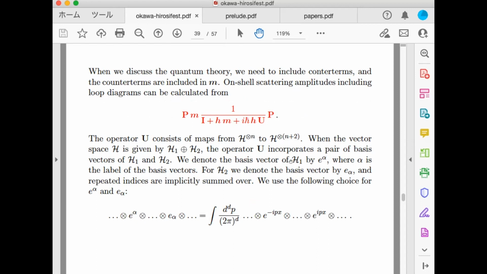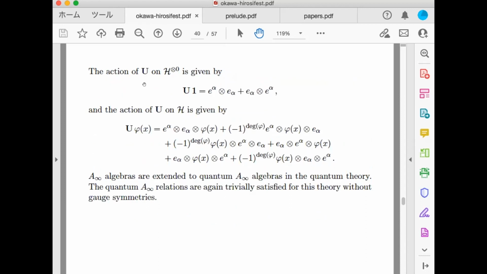So we denote the basis vectors of H1 by labels, and for H2 we use another label. And also we can use this kind of basis for the calculations. So the action of this operator U on H to 0 gives a pair of basis vectors, and the action on H we have in both ways. Now every algebra is extended to quantum theory. Again, I will not explain the relations for the quantum effective algebra; they are trivially satisfied for the theory without gauging.